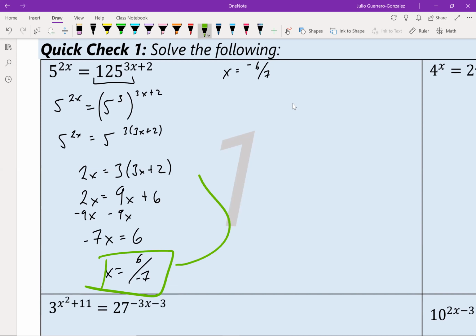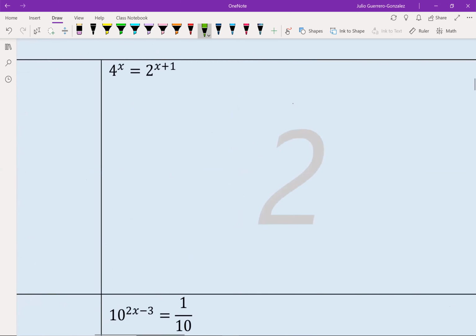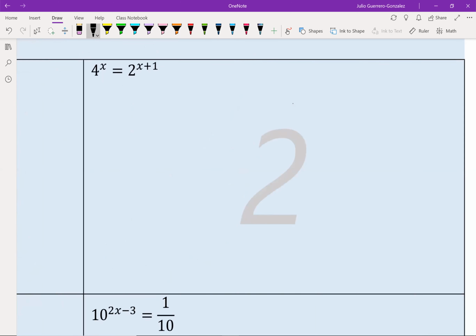It turns out you guys matched up, so we're good to go. What'd you guys get? X equals 1. So this one's got to change, right? Mm-hmm. And 4 is 2 squared. So now 2 to the 2x. Algebra problem. 2x is equal to x plus 1.